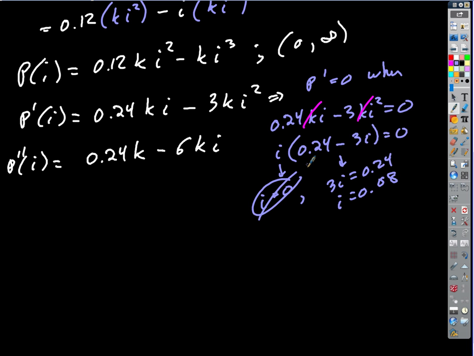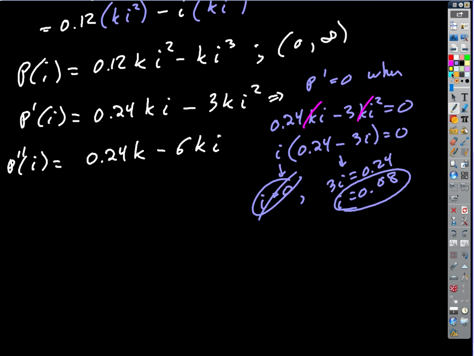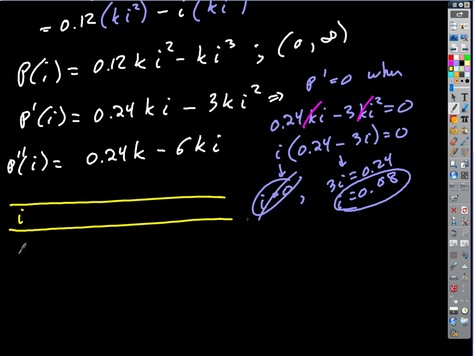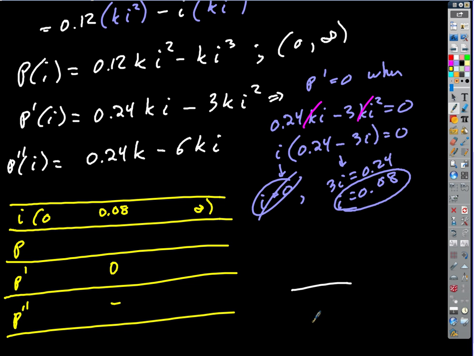Okay, well that's not even in our domain, right? We can just get rid of that one. But that one is. So let's make our table. So at 0.08, we got a 0 of the first derivative. What do we get for the second derivative? If I plug 0.08 in there, we could take the k out, right? So 0.24 minus 6 times 0.08, that's gonna be negative, isn't it? Right? Is that what we want? Negative means we're gonna get horizontal tangent, concave down, so that's our maximum for profit. Okay, we get that when we set an 8% interest rate. We're maximizing our return. Okay?